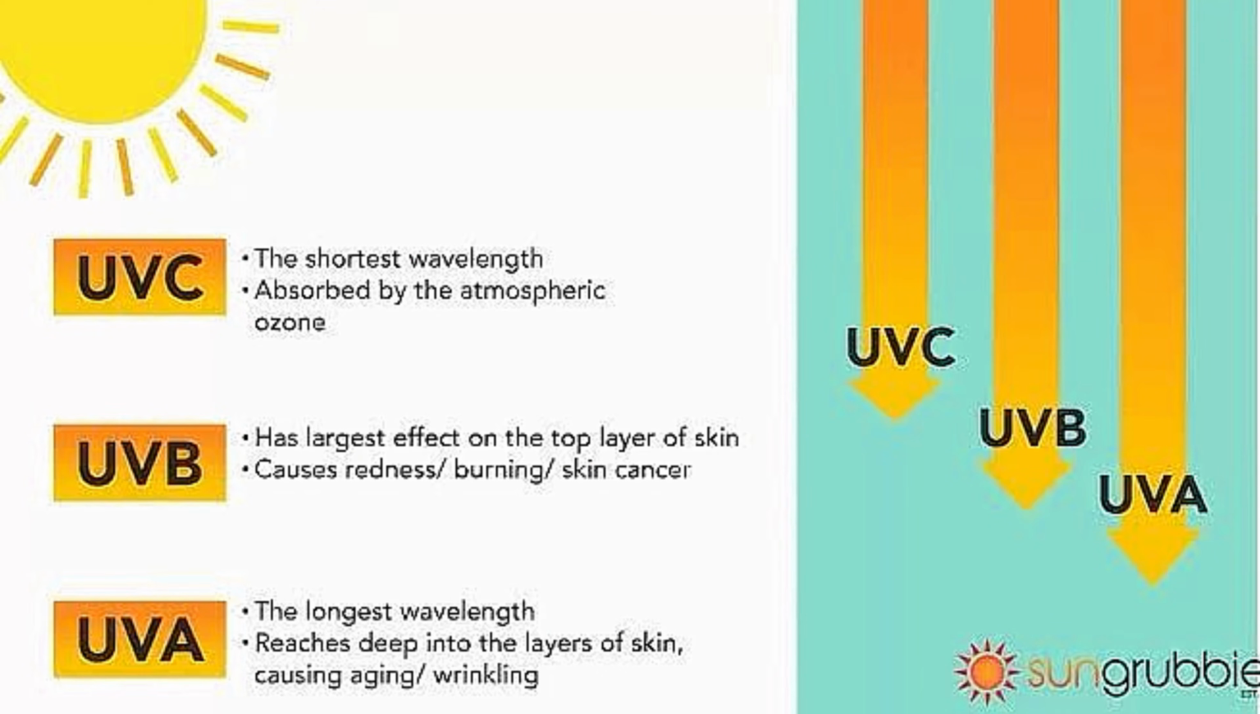There are 3 types of rays that the sun emits. We have the UVA rays, UVB rays, and UVC rays. Now, from these 3 types of rays, it's only the UVA rays and UVB rays that affect us. Thankfully, the UVC rays don't affect us because they don't penetrate down to the earth. They are blocked by the ozone layer. So we are only going to focus on the UVA rays and the UVB rays because these are the ones that affect us.